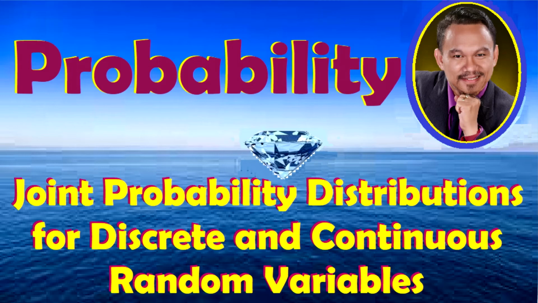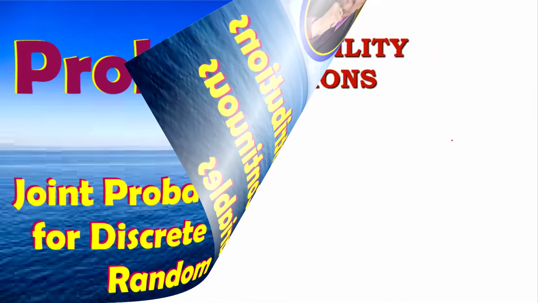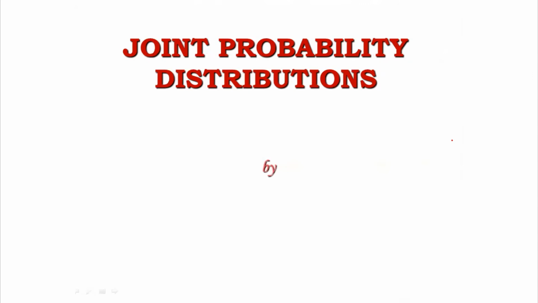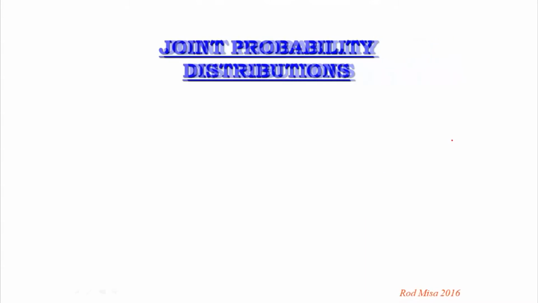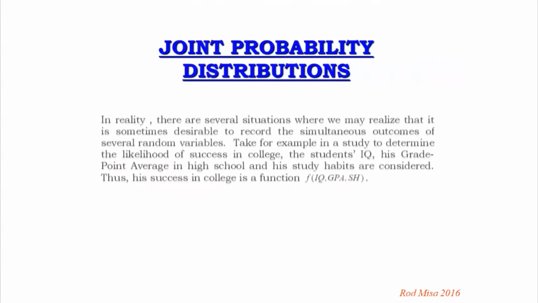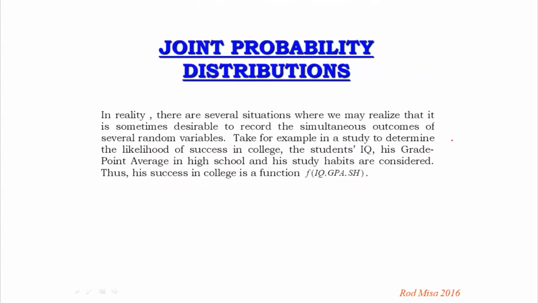In this video, I will be discussing the joint probability distributions for both discrete random variables and continuous random variables. Now, in reality, there are several situations where we may realize that it is sometimes desirable to record the simultaneous outcomes of several random variables.